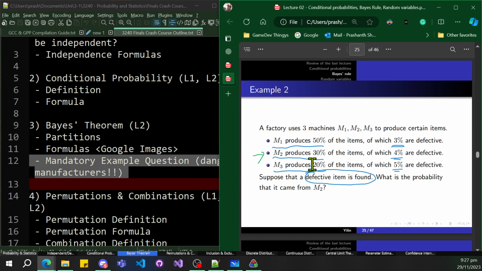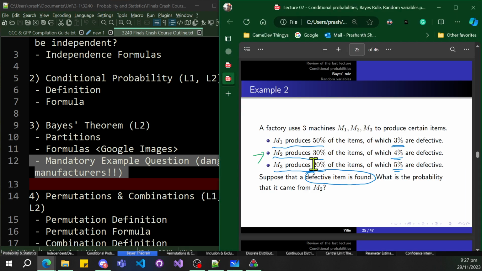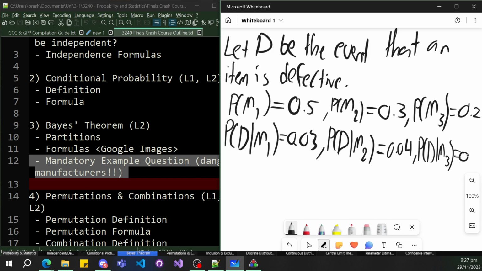I feel bad for this machine. It produces 20% of the items, but like 5% is all defective. Maybe that's why it's not as high, because the defective rate is so high, it makes it produce it less. Anyway, 0.05.